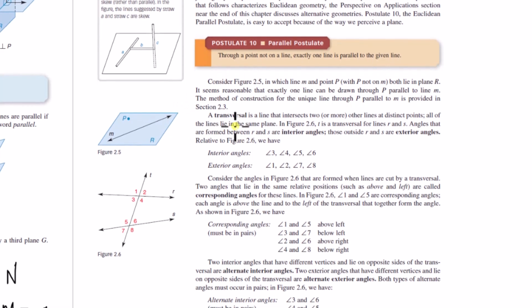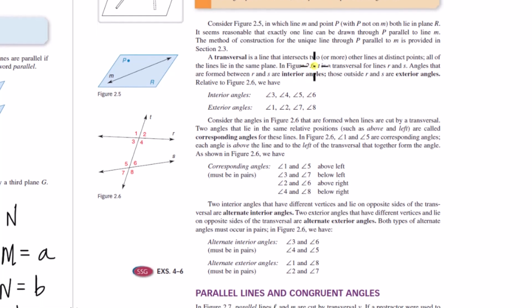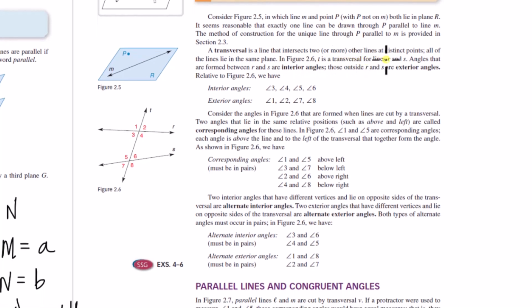A transversal is a line that intersects two or more other lines at distinct points. All of the lines lie in the same plane. In figure 2.6, T is a transversal for lines R and S. Angles that are formed between R and S are interior angles. Those outside R and S are exterior angles. Okay, so yeah, this is important here.